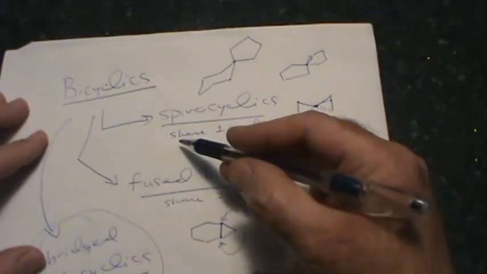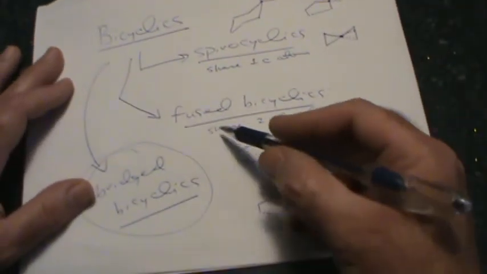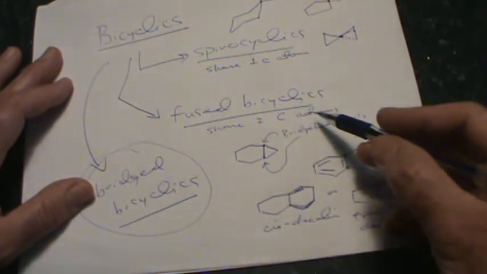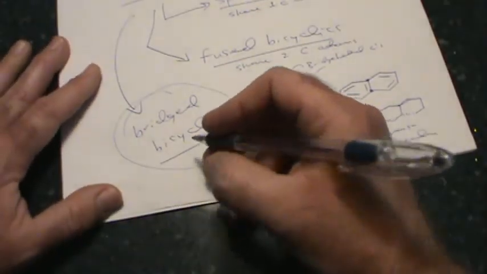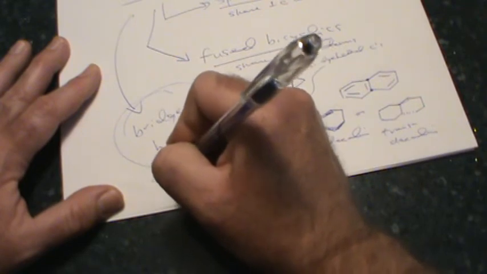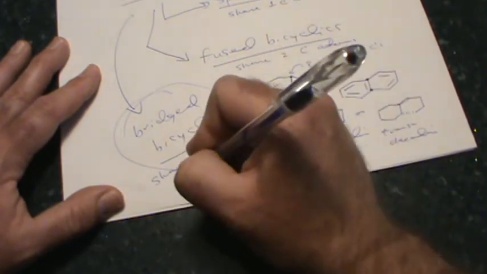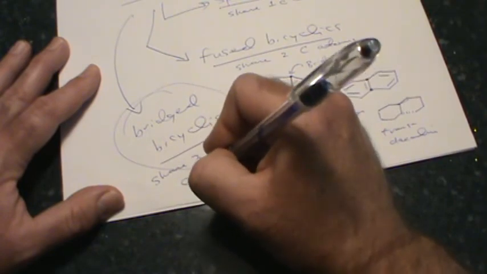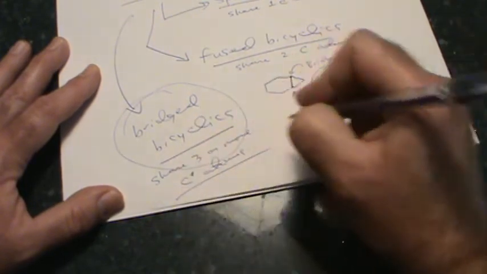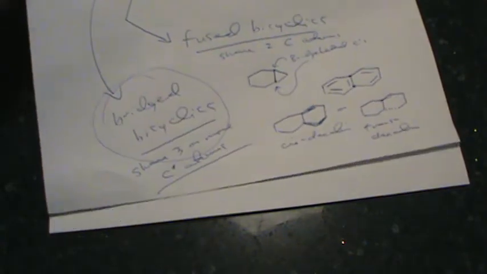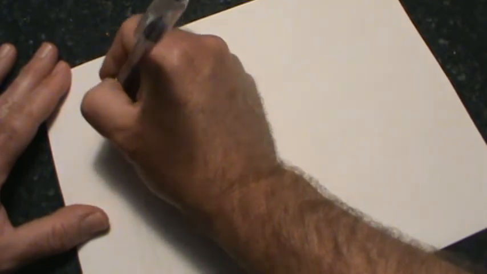Unlike the spirocyclics in which we share one carbon atom, or the fused bicyclics in which we share 2 carbon atoms, in a bridged bicyclic we share 3 or more carbon atoms. 3 or more carbon atoms are shared. Now, how is this possible? Well, it turns out that these bridged bicyclics are quite common in nature, quite common in organic chemistry. Let me give you one example.